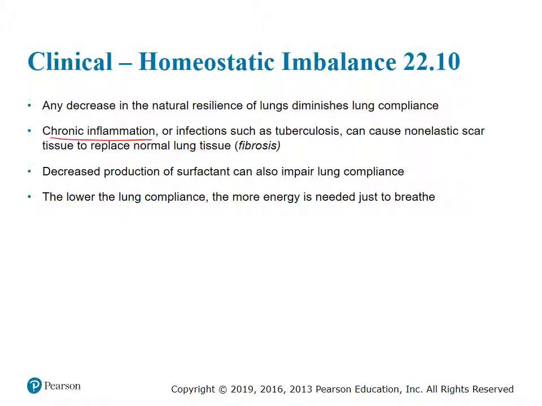Inflammation is one big one. Tuberculosis causes massive inflammation, and then scar tissue replaces normal lung tissue. We call this fibrosis, and that can lead to a decrease in lung compliance. Production of surfactant is also an issue, as we just mentioned. And the lower the lung compliance, the more energy is needed to use those muscles.